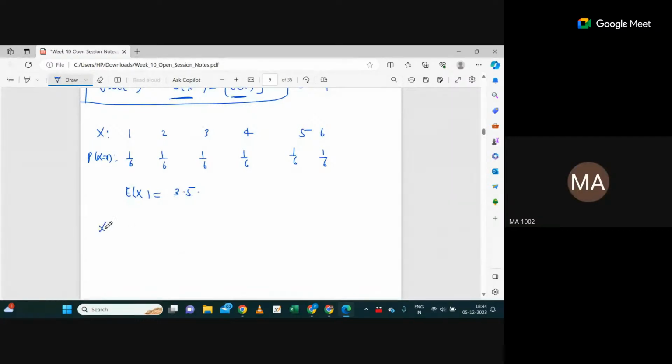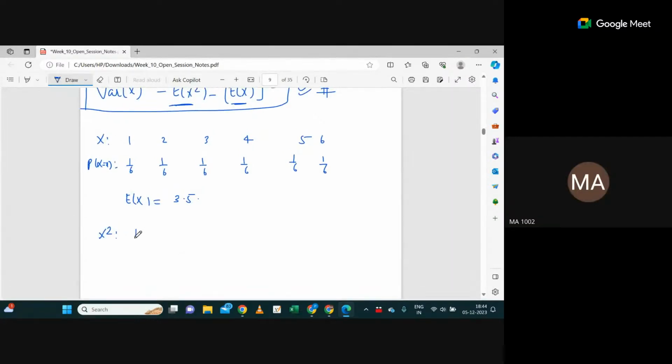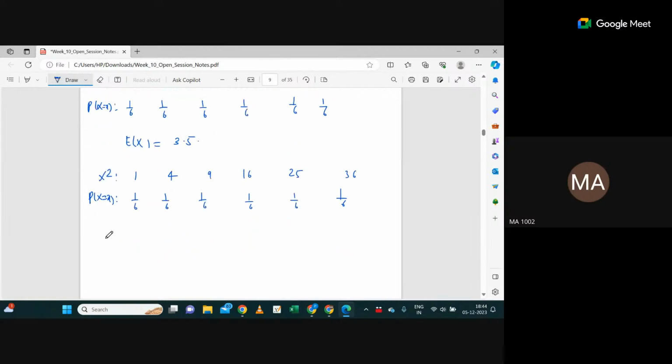Now I can compute x square. What will be x square? It will be 1, 4, 9, 16, 25, 36. What will be the probabilities associated with each value? Again 1 by 6 for each. Now, what about the expected value of x square?